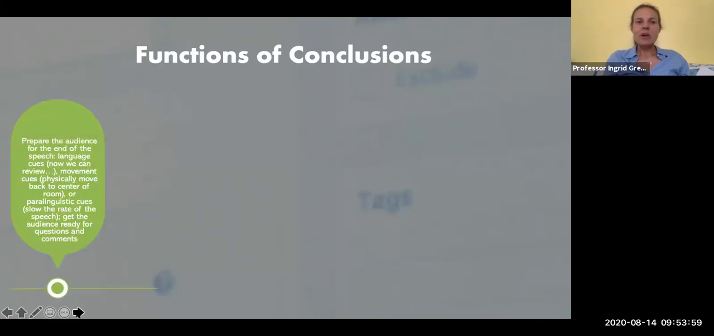Now we want to prepare the audience for the end of the speech. We want to have language cues such as, now we can review. Movement cues, physically moving back to the center of the room if you're doing this live. And in our last speech in this course, we're going to be doing it standing up, so you can use the full room. Or you can have paralinguistic cues, slowing the rate of your speech.